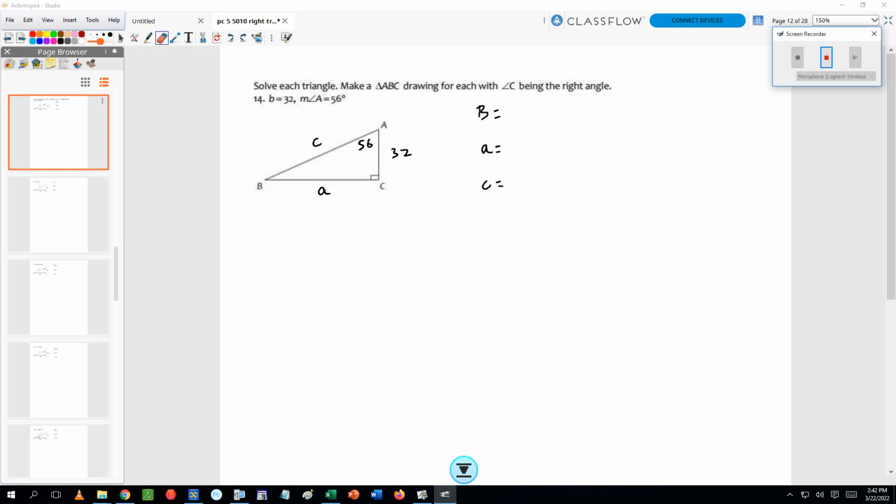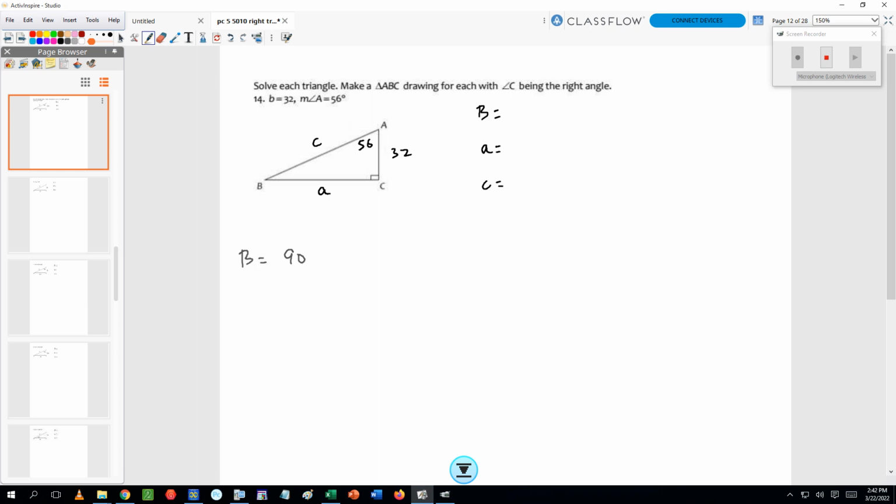Let's make another video. On these problems, we are solving the triangle, which means if it's missing, we need to find it. I'm giving you B, the 32, which is the adjacent to the 56-degree angle, angle A. So we are going to find the missing angle B and the other two sides. The missing angle will be a breeze to find.